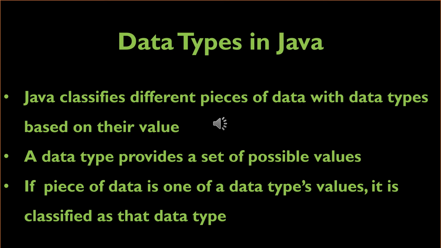Similar to other programming languages, Java classifies different pieces of data with different data types based on their values. For example, there's a data type for letters and symbols, and there are various data types for numbers. Ultimately, a data type provides a set of possible values, and if a piece of data is one of these values, it is classified as that specific type.